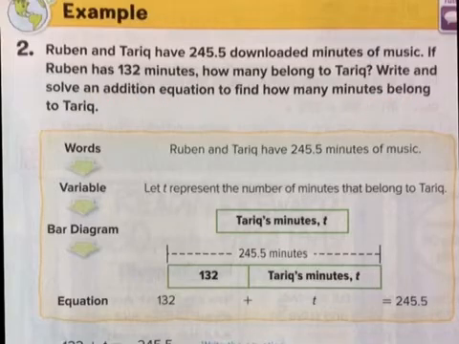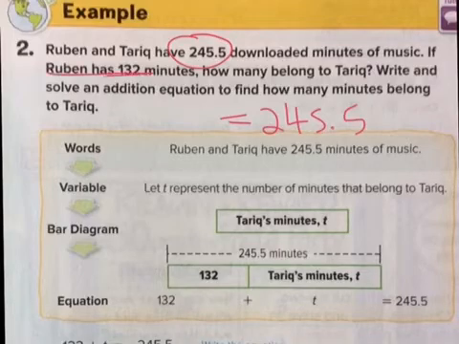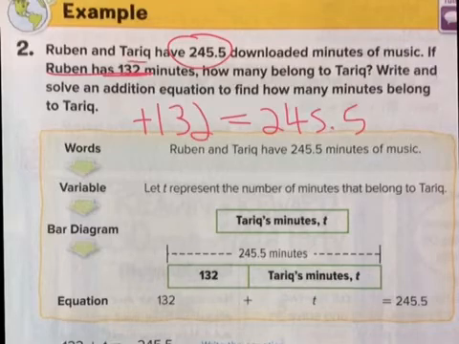Okay, we can do this without looking at this entire diagram, but I do encourage you to take a look at it. Let's see. What is the grand total? Using your own logic, what is the total of all the minutes? Well, we know it's this, right? 245.5. Okay, and we know that Ruben has 132 of it. What we don't know is what Tariq has. So we can replace it with a T. So Tariq plus Ruben equals 245.5.